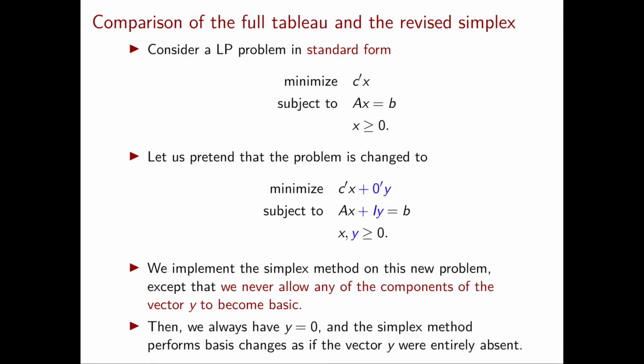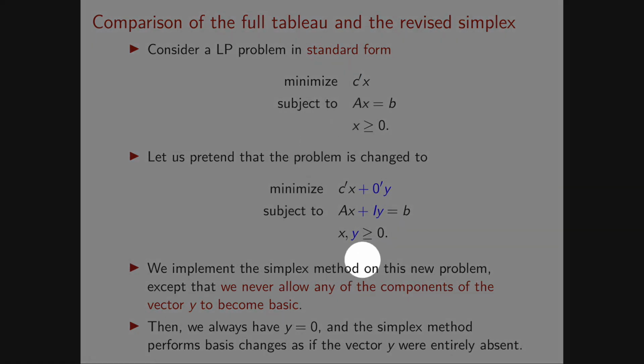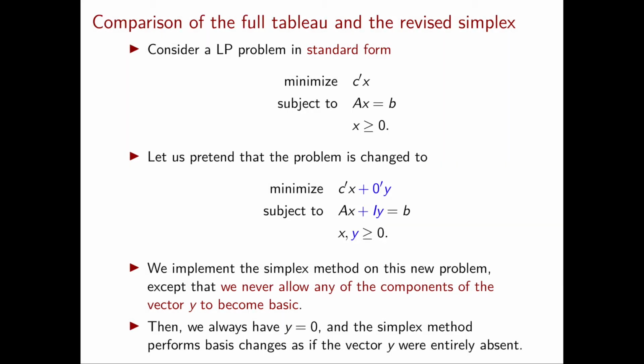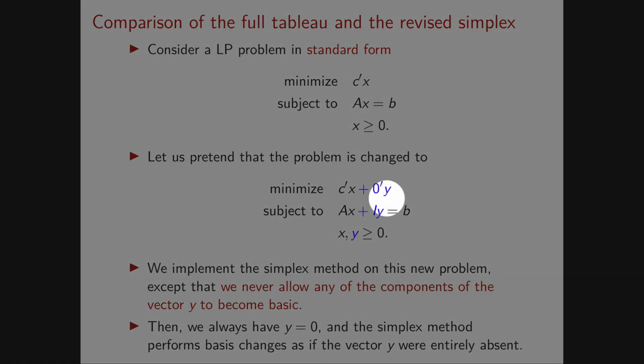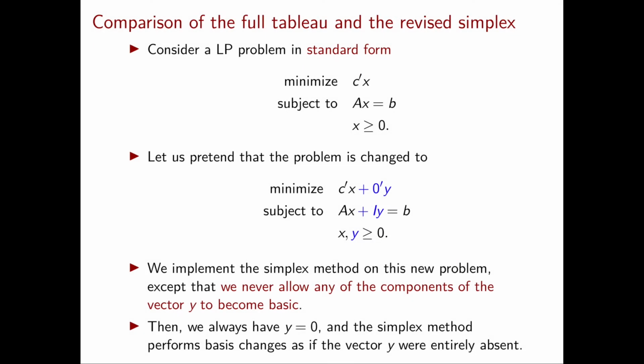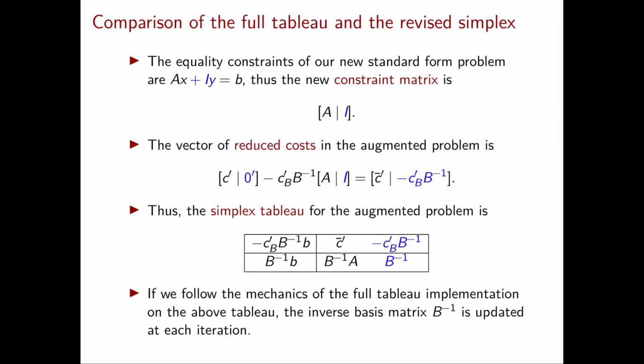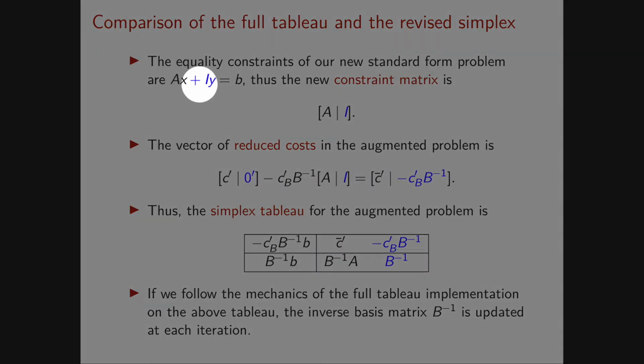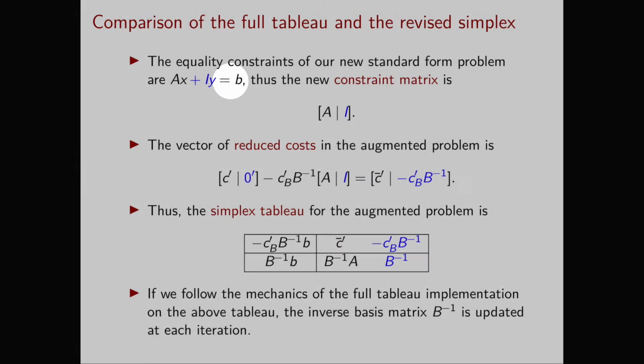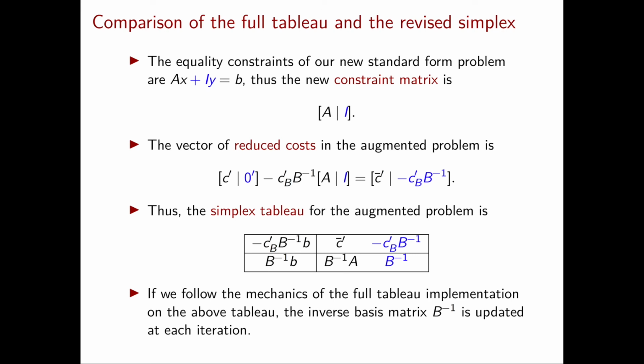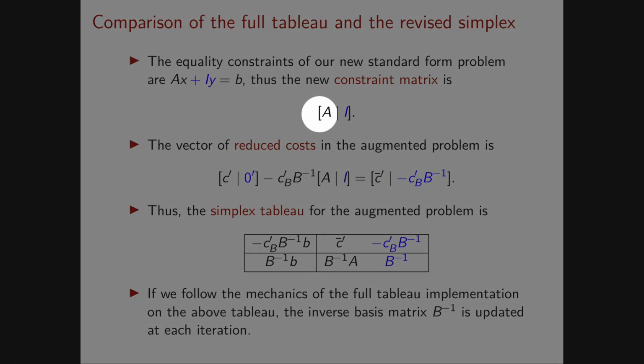So this is admittedly a strange setting. I am constructing a different problem from the original one, but since I will apply to this problem the simplex method in this very restrictive way, I will effectively solve the original problem. Now let's see how the simplex tableau will look for this strange problem. The equality constraints of the problem are Ax plus identity y equal to b. So in my constraint matrix, the first n columns will consist of the matrix A, while the remaining m columns will be the identity matrix.